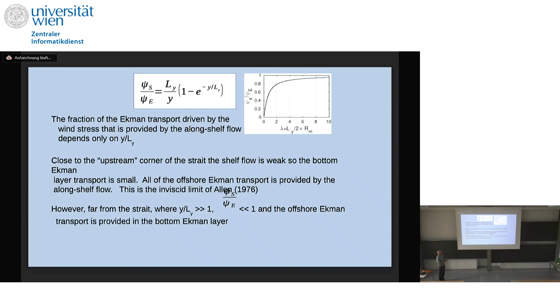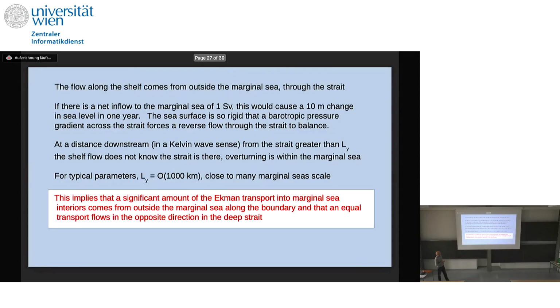At the other end, down here, it says that everything's equilibrated. The onshore and offshore Ekman transport balance, and all the overturning is within the marginal sea, and it doesn't really know the open ocean is there. You can imagine if you have a huge marginal sea and a tiny little strait a long ways away, the marginal sea doesn't know the strait's there. But if you have no friction, it might. So in one limit, this is the inviscid model of John Allen. But I think friction is going to be important.